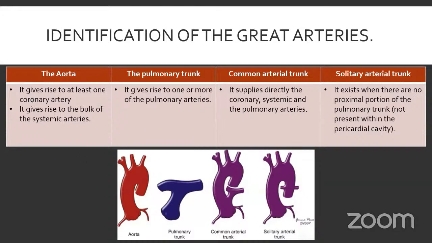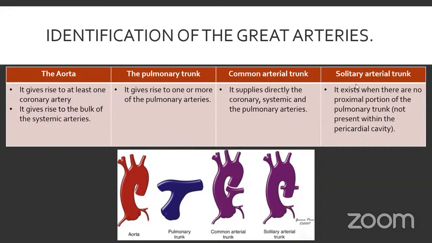The aorta usually gives rise to at least one coronary artery, and it gives rise to the bulk of the systemic arteries. The pulmonary trunk gives rise to one of the two or more of the pulmonary arteries. Now, this is all clear.